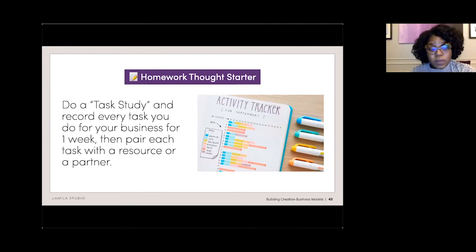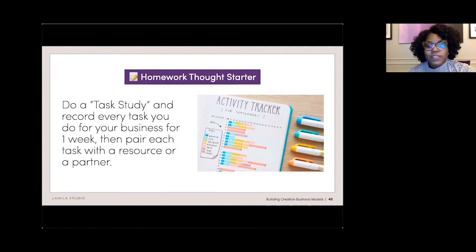Okay, I know I need to get social media content out. Do I need to hire someone to do it? Am I going to do it myself? Am I going to find some partner to help me, invest in me so I can get that done? You want to make sure that for everything that you're writing down on your time study, you can either pair a resource or a partner to help you do it. And this is how you get better management of your time.